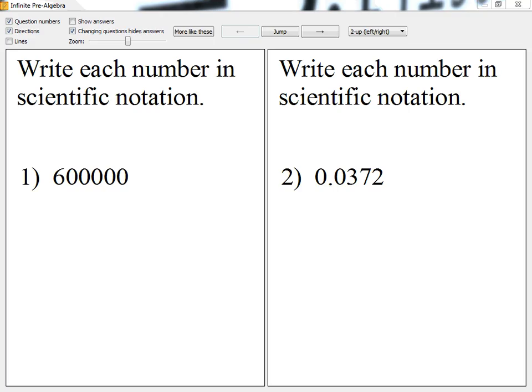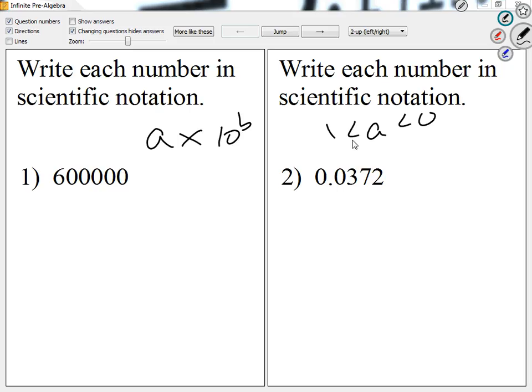Let me take a look at our worksheet. Just write each number in scientific notation. I'm not even going to give you big numbers. I could give you the googol, but I'm not going to. In scientific notation, we're going to write it in the form of A times 10 to the B. A and B are numbers. The only thing, though, is that A has to be between 1 and 10. It could be 1, but not 10.